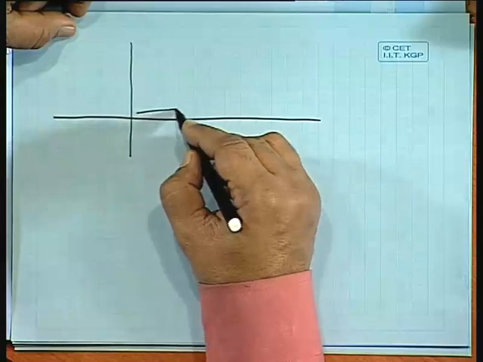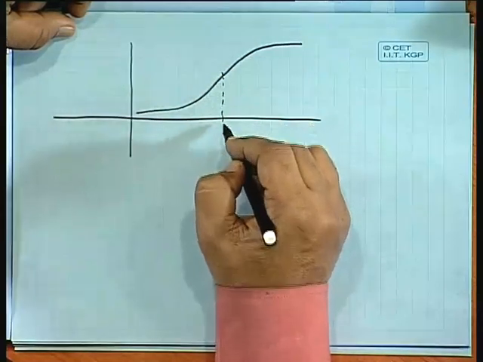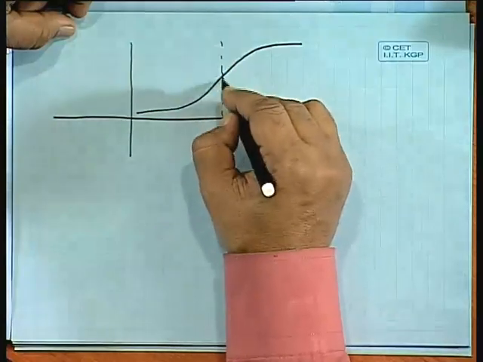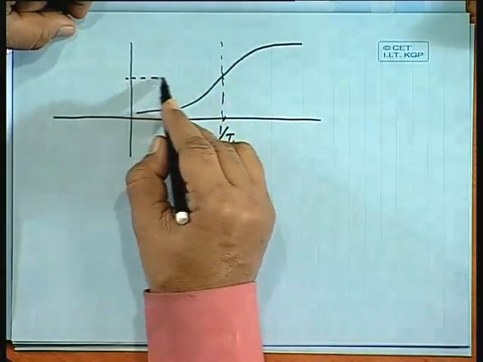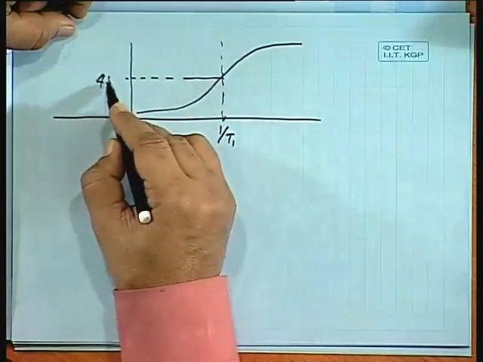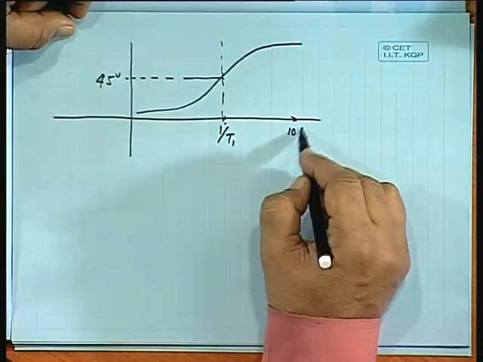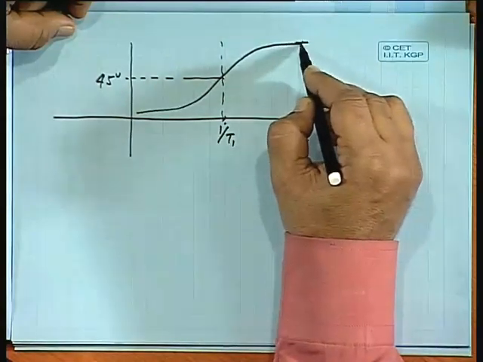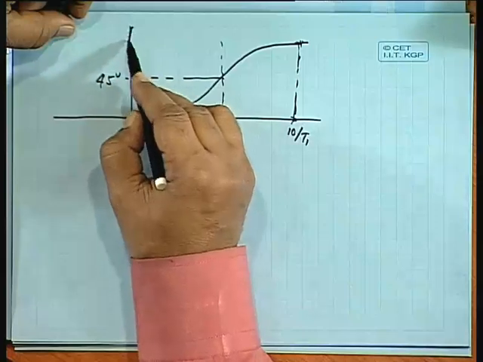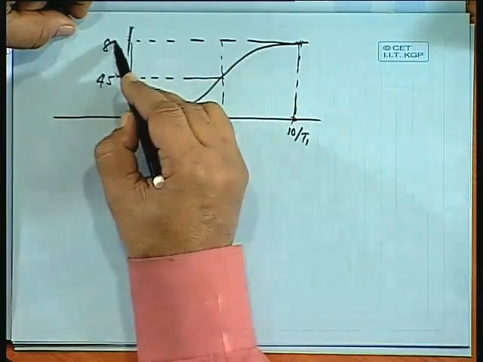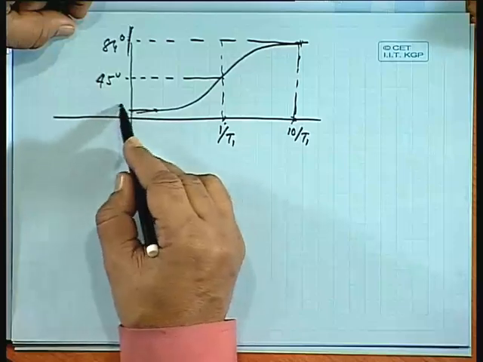This is that frequency at which the change is taking place, this corresponds to 45 degrees. 10 times that, that is 10 by T1, it is about 84 degrees, and 1/10 of that, it is about 6 degrees.